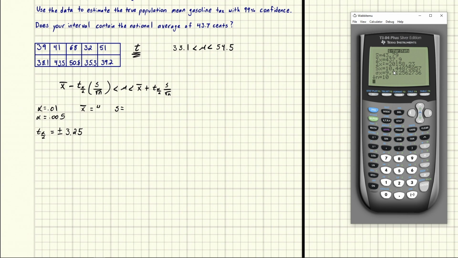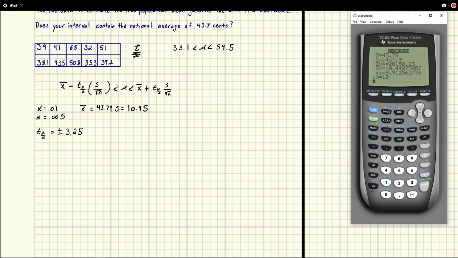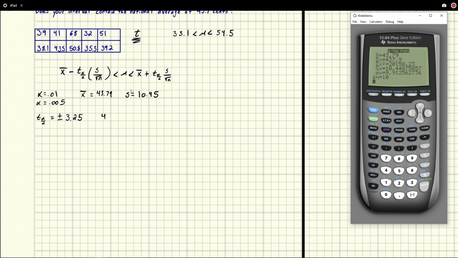So we get 43.79, and our s we get is 10.4, and if we round it to 2 places, 5. It may actually be recommended to work with a few more decimals for accuracy and round later, but this is fine for now. So, okay, this is what we have. Let's go ahead and plug all these values in. We're going to get 43.79, that's our mean, minus our t-score, which is 3.25, times the standard deviation, 10.45, divided by the square root of n, which is 10.